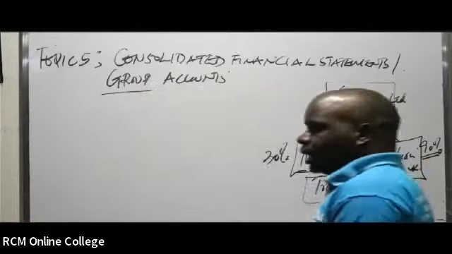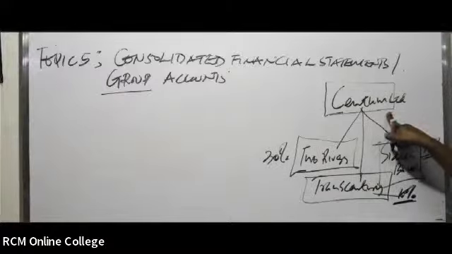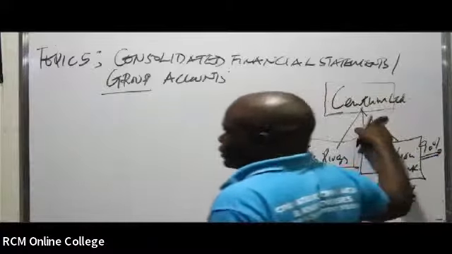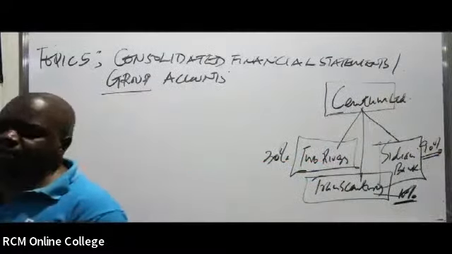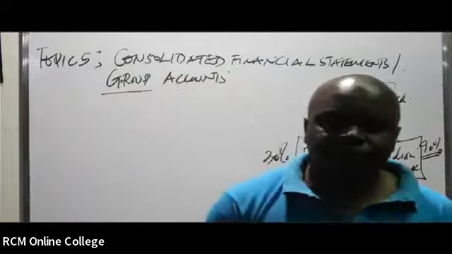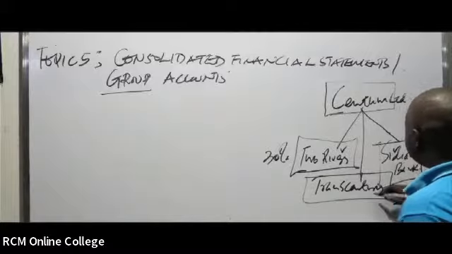They form a group. And what you realize is that Centum as a company prepares its own financial statements. They prepare their own individual financial statements: the income statement, the statement of financial position, and the cash flow statements. They prepare them independently. Same case with these other companies. They also do the same.